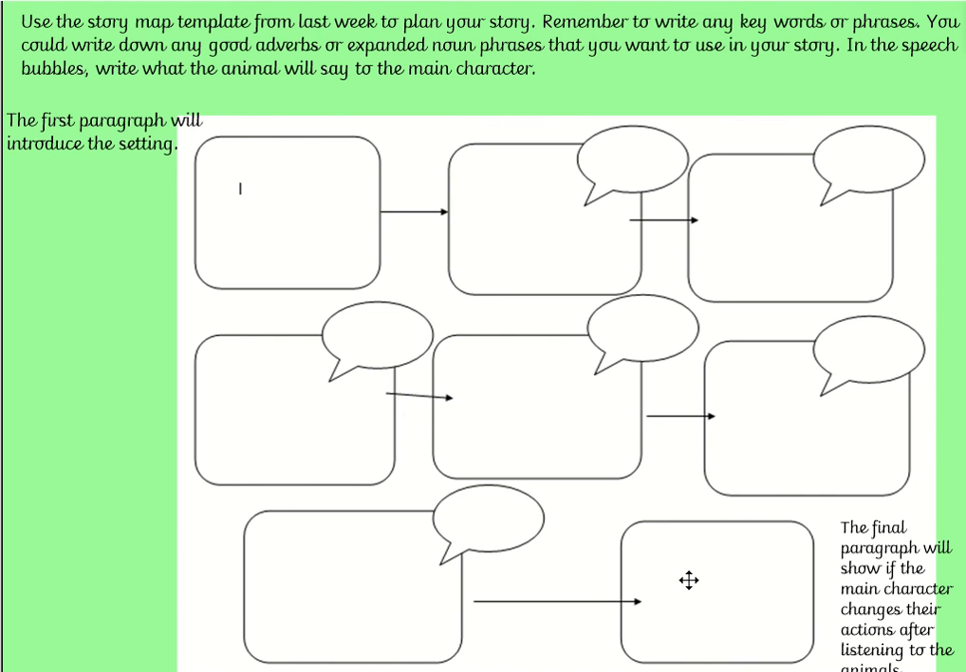So you're going to pause the video now and you're going to need to spend probably 20 to 30 minutes planning out your story map. Remember, the more information you get on here, the easier it will be when we start writing. So get words and phrases on there for each animal and what each animal is going to say to the main character. You need to put that in the speech bubble. Okay, pause the video now.